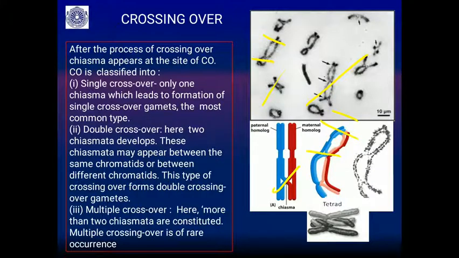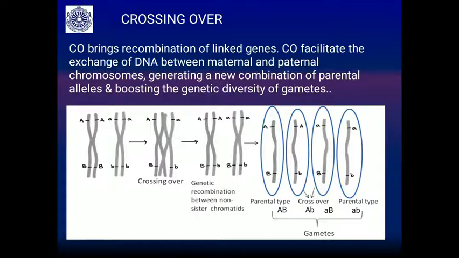Then, rarely, there will be multiple crossover. You will find here three places, 1, 2, 3, where crossing over occurs, also between the same or different non-sister chromatids. So, crossing over brings recombination of linked genes. Genes present on a chromosome are called linked genes. So, these linked genes are going to have a new combination after the crossing over.